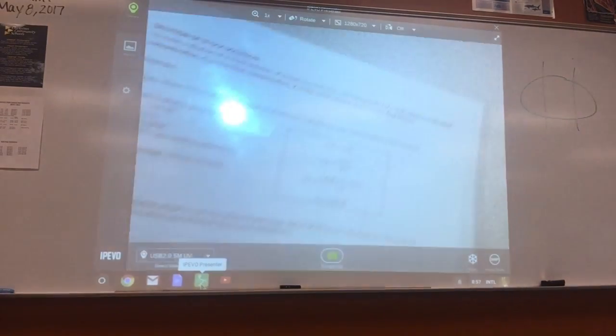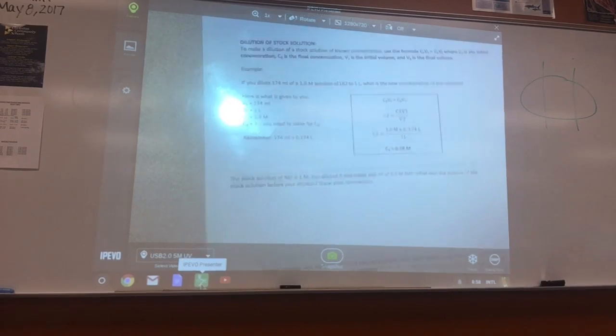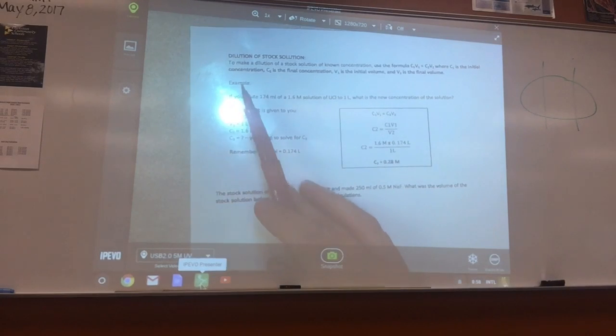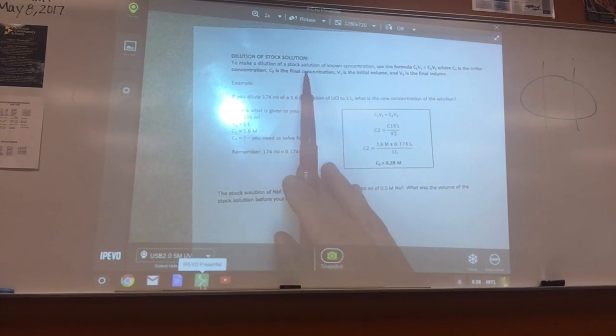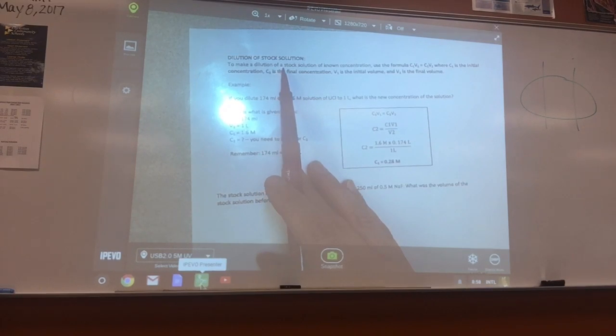All right. Well, luckily for you, it's not that hard. So let's look at this. We're going to apply this to our lab, and I'll explain how that works. So it says to make a dilution of a stock solution. So you're diluting it with water, making it less strong.